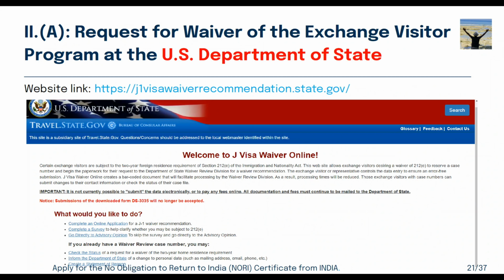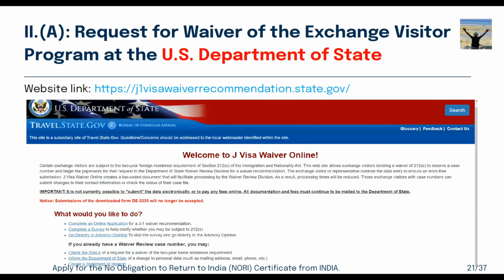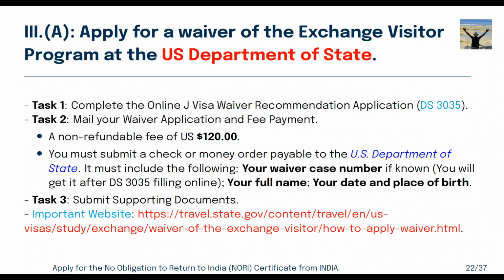It's basically a DS3035 form filling, right? These are the following tasks you have to do. After you fill your DS3035 online, which I told you about on the previous page, you have to download it and then mail your waiver application and fee payment. There is a fee: you have to pay $120 to the US Department of State. You can either submit a check or money order, right? These things should be written there.